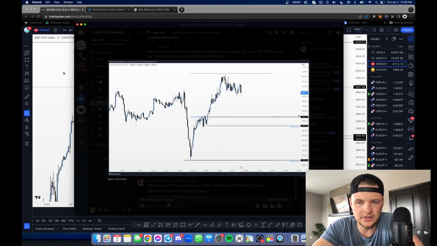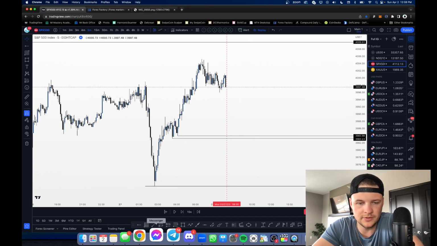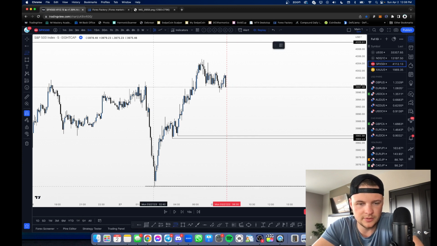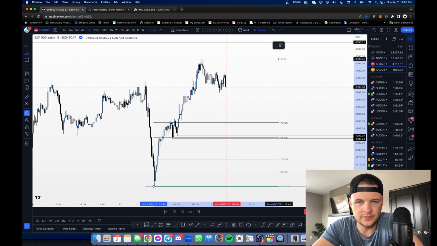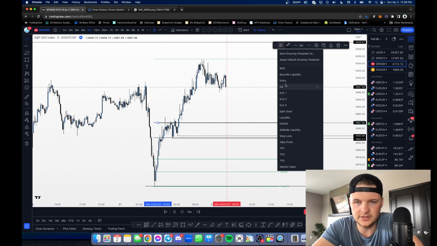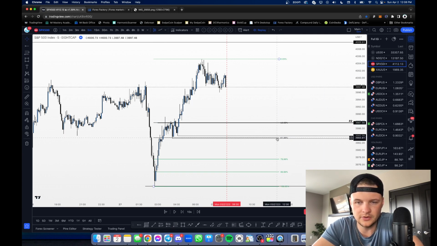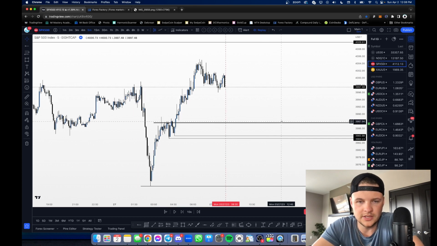I had that sell side liquidity marked up, but then I also marked up this equilibrium. So for equilibrium, you can either use your fib or you can use a gone box. Doesn't really matter which one you use, but it's basically just 50% of the range. So what I do is I grab just a horizontal ray, go right to the 50%, boom. I have a template saved for equilibrium, and then you can go ahead and actually just delete the fib to keep your chart clean. So this is equilibrium right here.